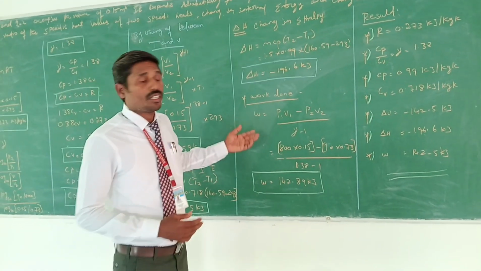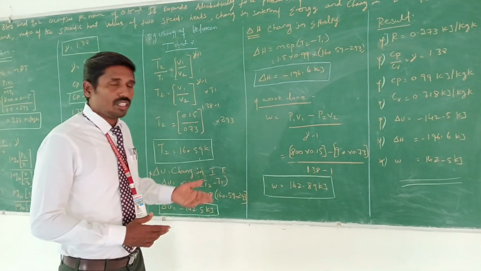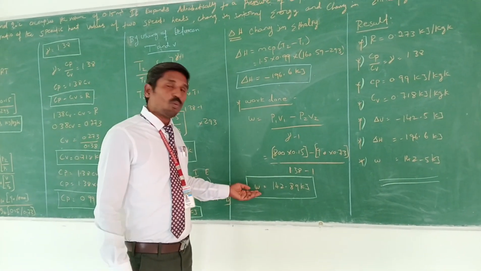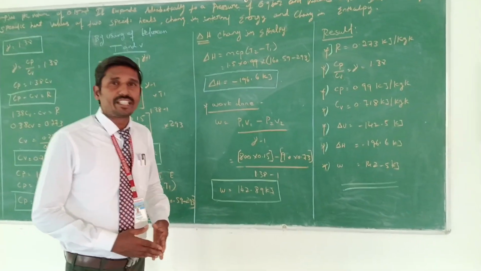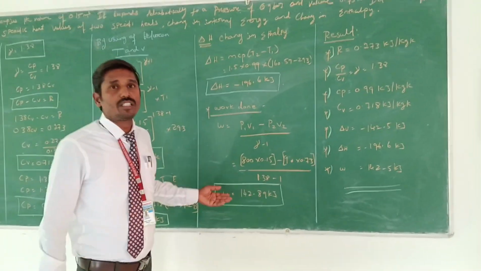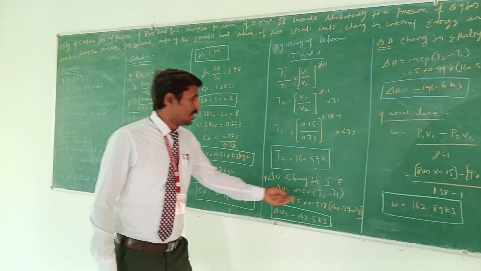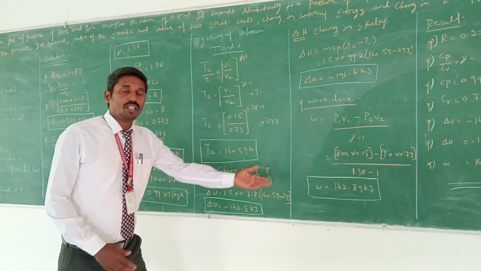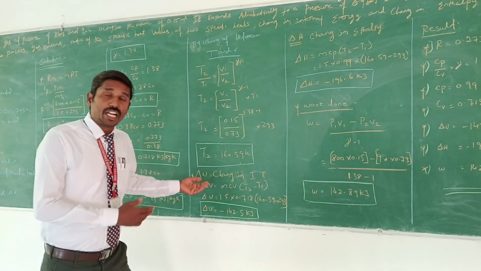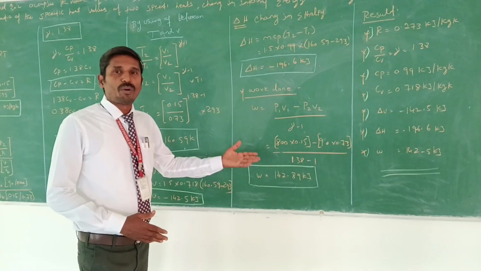The final one, the work done equal to P1 V1 minus P2 V2 divided by lambda minus 1. This is the formula. Putting in the given data, I get the work done W equal to 142.89 kilojoule. This is the final result. Then we know that del U and work done are the same magnitude: the internal energy change is a negative value, and the same value for the work done is positive.